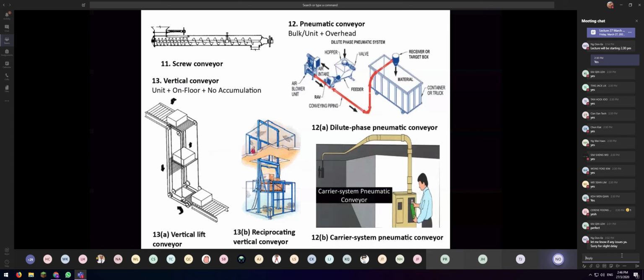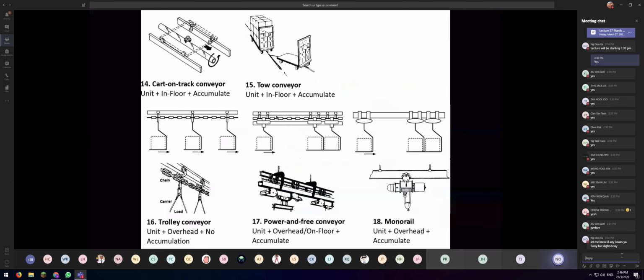Your vertical conveyors are how you translate your unit loads or your bulk in terms of height. So if you're going to a different floor for processing, or your processing needs to start higher or lower, then we will use a vertical conveyor. That's what we call a vertical lift, as well as a reciprocating vertical conveyor.